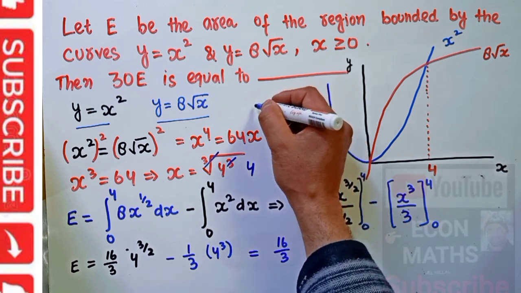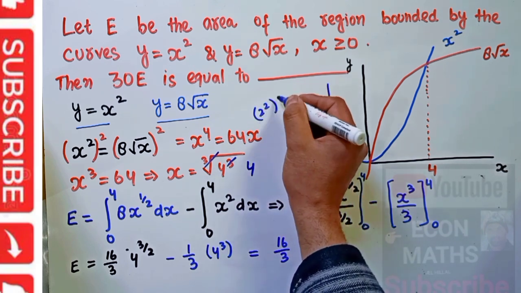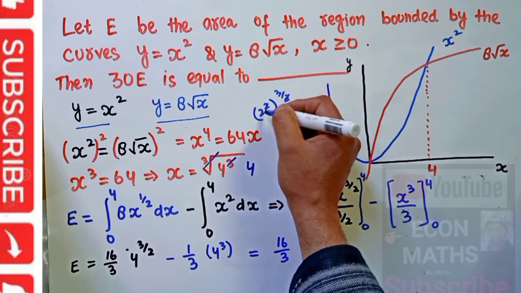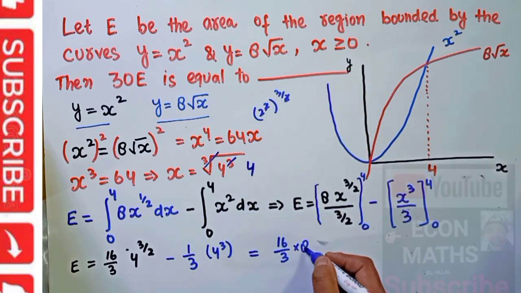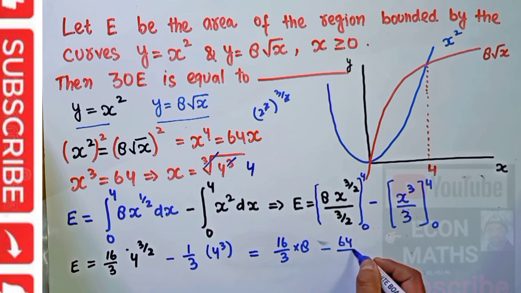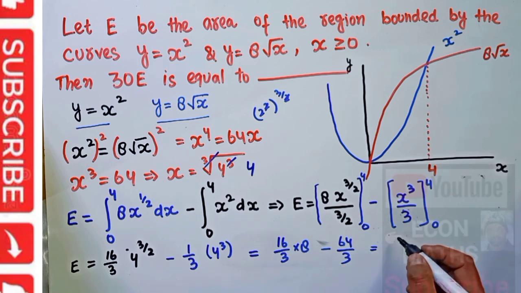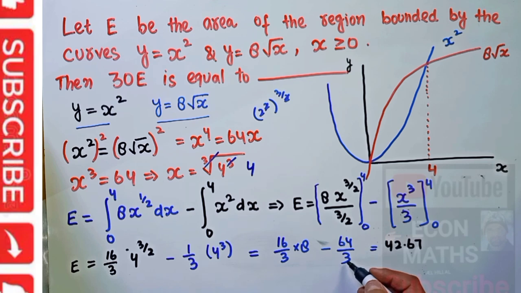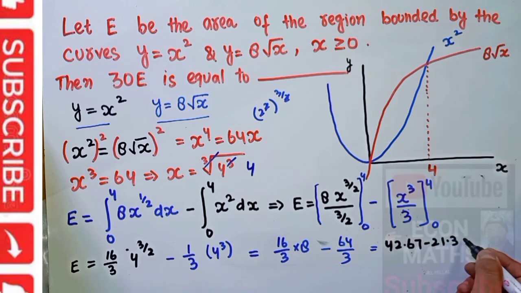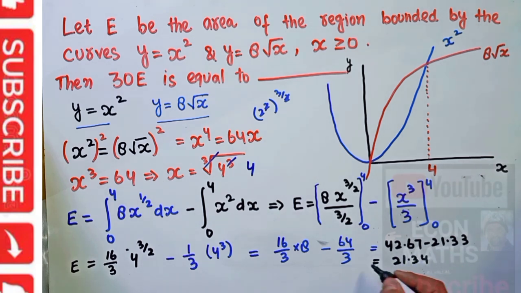So 4 can be written as 2 square raised to the power 3 upon 2, 2 and 2 will get cancelled, we will get 2 cube, which is equal to 8 here, minus here we will get 4 times 16, 4 times 16 is 64, divided by 3. When you solve this, 16 into 8 divided by 3, it will come out to be 42.67. To this we subtract 64 upon 3, it will come out to be 21.33. Subtracting we will get 21.34, that is the value of E, but we need to find out the value of 30E.